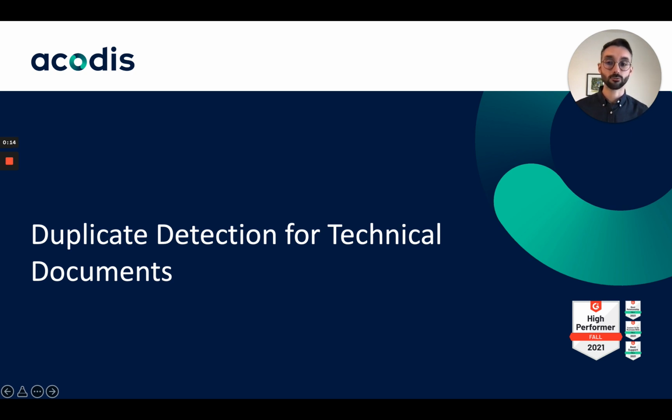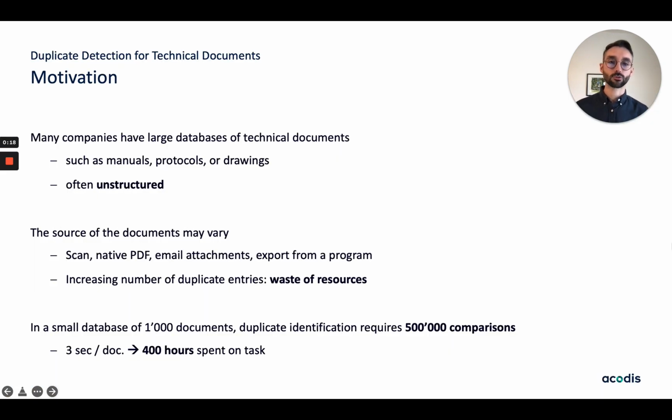In this project, we have been dealing with a large corpus of technical documents, and one of the tasks was to identify duplicate entries. Now, as you can imagine, many companies store information on their technical infrastructure in such databases, which will then contain manuals, protocols, and technical drawings. However, this information is often stored in an unstructured way, such that retrieving information is difficult in the first place.